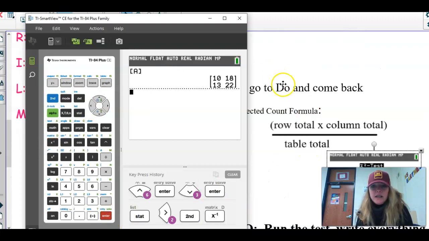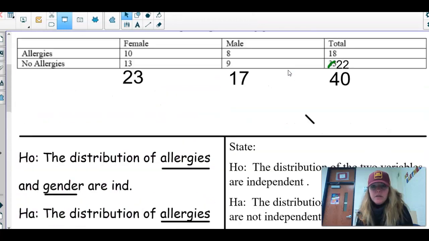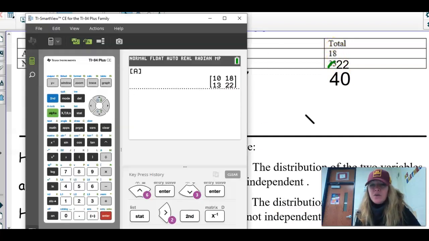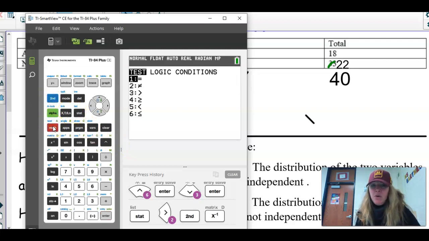10, 13, 18, 22. And, oh, there we go. Look what I did. Okay, so maybe you caught me doing that. I accidentally put in the totals instead of the males and the females, okay? So just a lesson to be learned there is if something seems off, go ahead and double check it.